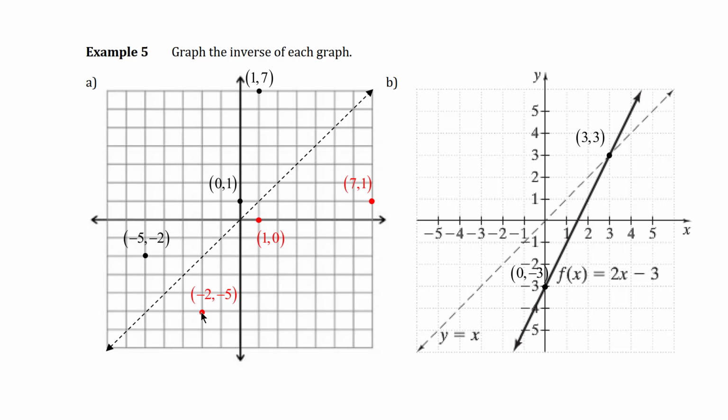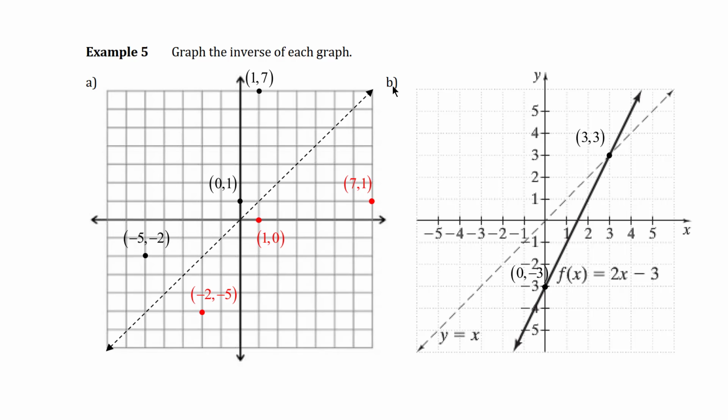To get the rest of the points, we just repeat this process. So for the point 0, 1, the inverse will contain the point 1, 0, which I plotted over here. And for the point 1, 7, the inverse will contain the point 7, 1, which I plotted over here. So here is the graph of the inverse function in red. Notice here that the inverse function is just a reflection of the original graph reflected across this 45-degree dotted line. This is a property of all inverse functions.